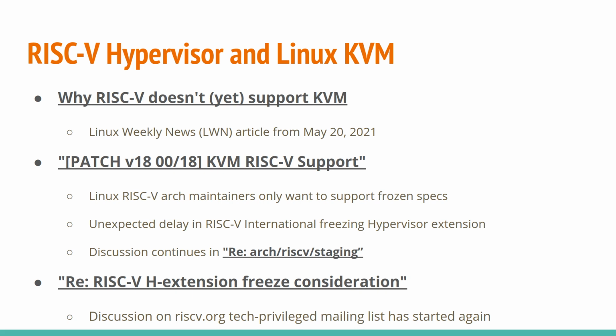So the gist of it here is that the Linux RISC-V Arch maintainers only want to support frozen specs. But there's been an unexpected delay from the RISC-V International ISA group in getting the hypervisor extension frozen. So we have this tension here between people like Anup that are carrying this patch set for over a year plus that want to get it merged in, but then at the same time, the people like Palmer that are the RISC-V Arch maintainers in Linux, they don't really want to start merging in support for a spec that's not frozen yet.